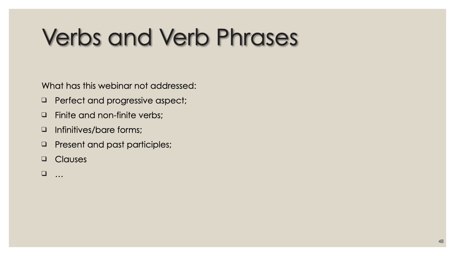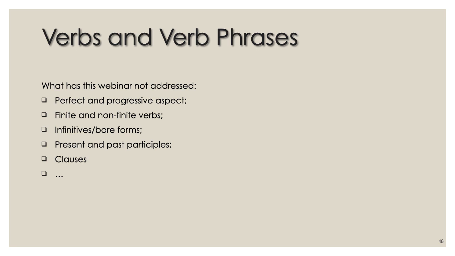I'm going to bring this webinar to an end now, but I did want to address that with verbs and verb phrases, we've only just begun to start on the whole issue. I'm hoping that what I've done is get you confident with that idea that a verb can exist either as a single word or as a structure in a verb phrase where it may have two, three or four verbs in a row. But I also want to highlight what this webinar has not really had time to address.